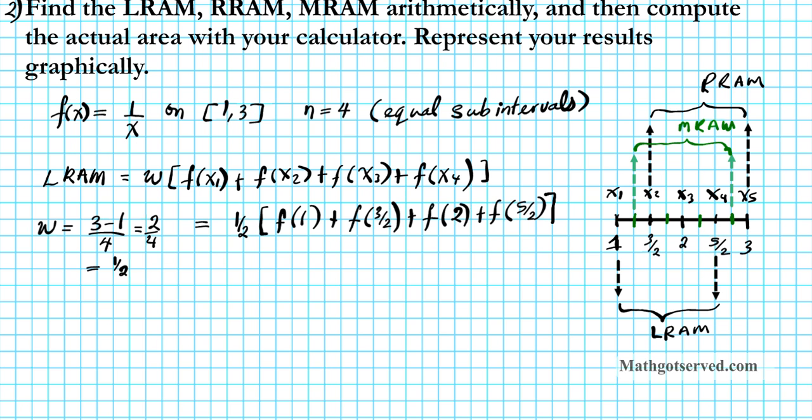Okay? All right, now all we're doing is evaluating the function for these respective input values. This function, all it does is reciprocate, okay? So if we reciprocate the input, that gives us the output. Now, 1 over 1, reciprocate 1, you get 1, reciprocate 3/2, you get 2/3, reciprocate 2, you get 1/2, if you reciprocate 5/2, you get 2 over 5, okay?